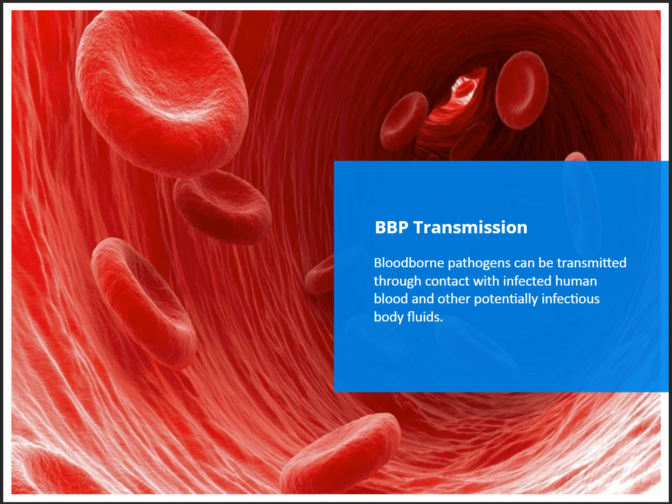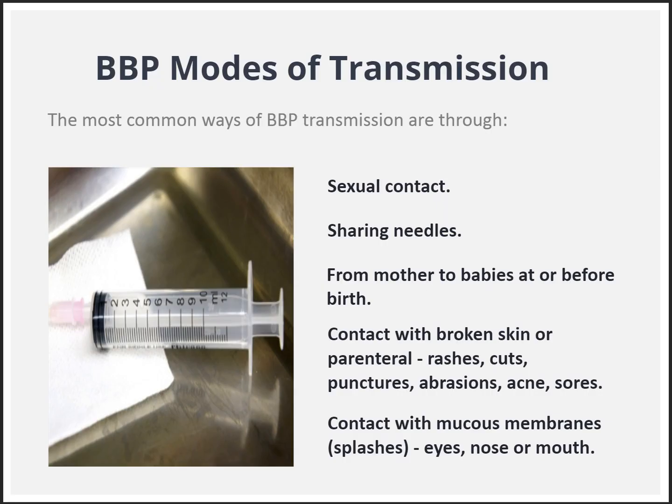Bloodborne pathogens can be transmitted through contact with infected human blood and other potentially infectious body fluids. The most common ways for bloodborne pathogen transmission are through sexual contact, sharing of needles, from mother to babies at or before birth, contact with broken skin from parenteral, rashes, cuts, punctures, abrasions, acne, and sores, and contact with mucous membranes: eyes, nose, and mouth.